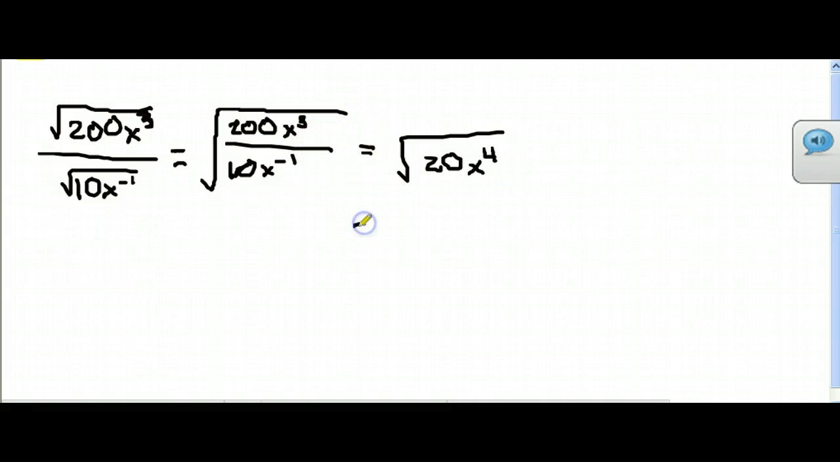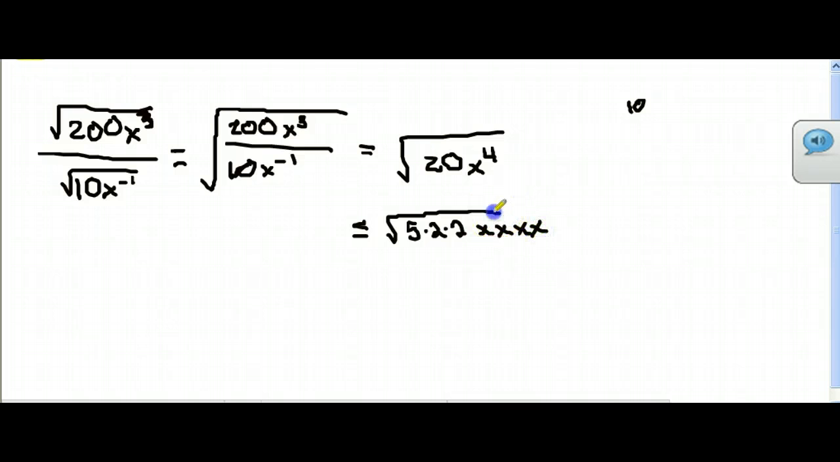So, you have to break up 20. What two numbers give you 20? 10 and 2. So it's going to be 5, 2, 2. It'll be 5 times 2 times 2. And then you've got four x's under there: x times x times x times x.